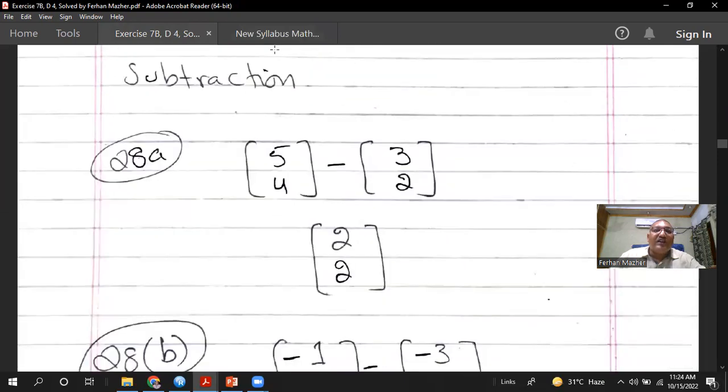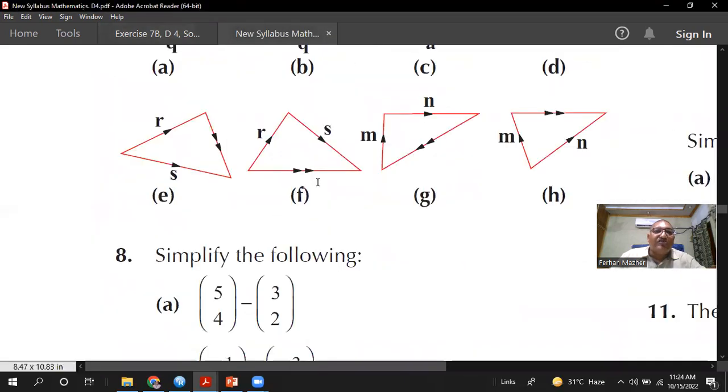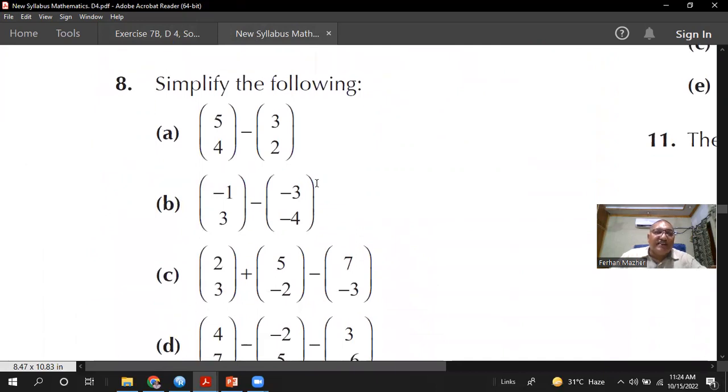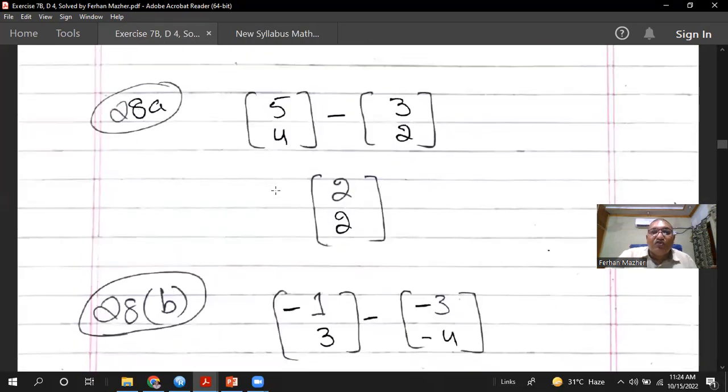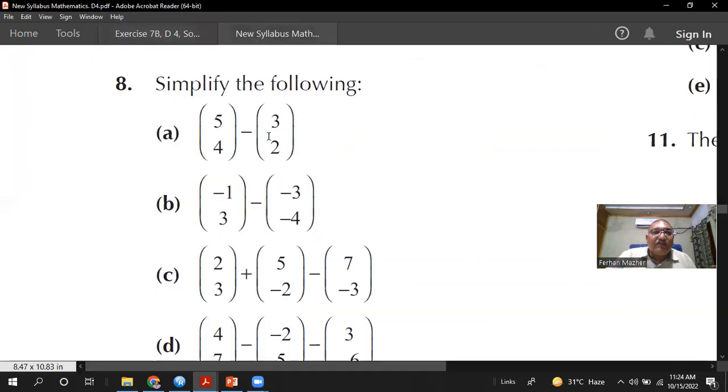It's H part. Okay, so now we are going to the next question. The next question is question number 8. He says simplify the following. So here 2 column vectors are given and you have to add them. So 5 and my x will be subtracted from the x, the y will be subtracted from the y. So 5 minus 3, it will give you 2. 4 minus 2, it will give you 2. So, let's go to the next question.